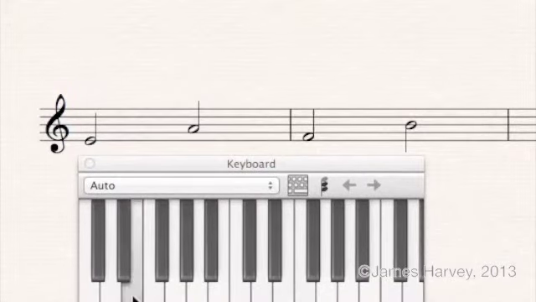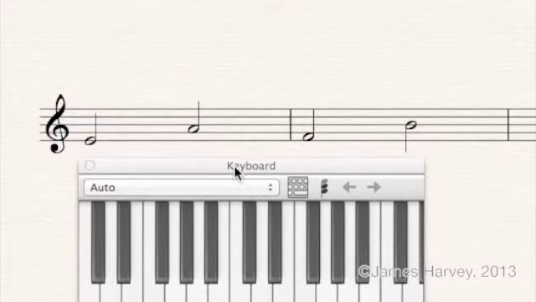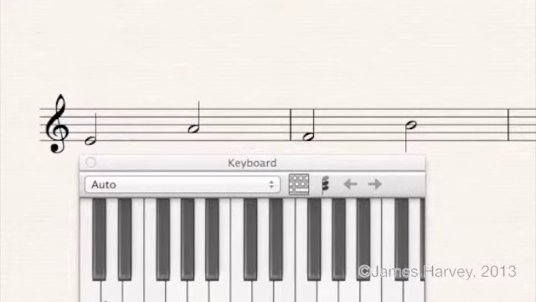So from E to A, 1, 2, 3, 4, 5 half steps. We would see that all of the fourths would be 5 half steps away from each other. Again, I'm going to put us back in the world of C major. If we look at a fourth from C, that's C to F, 5 half steps. D to G, 5 half steps.